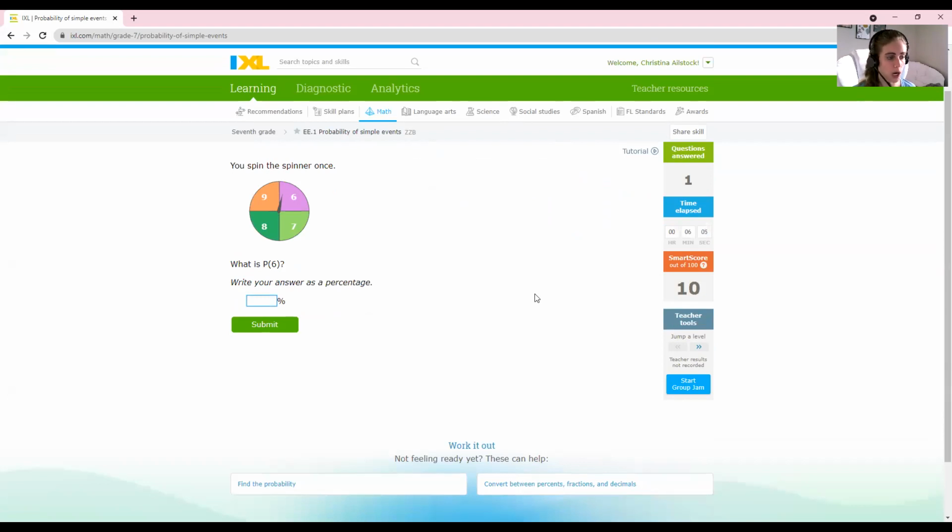You spin the spinner once. What is P(6)? So what is the probability of you landing on a 6? We are also finding theoretical probability here because we are just spinning it once. You could look at it as experimental, but it doesn't really matter in this case since it's just spun once. Well, if I look at my numbers, 6, 9, 8, and 7, there's only 1 chance for me to possibly land on a 6. And there are 1, 2, 3, 4 total sections. So there is a 1/4 chance that I will land on a 6.